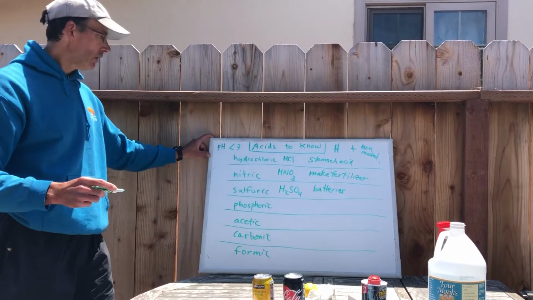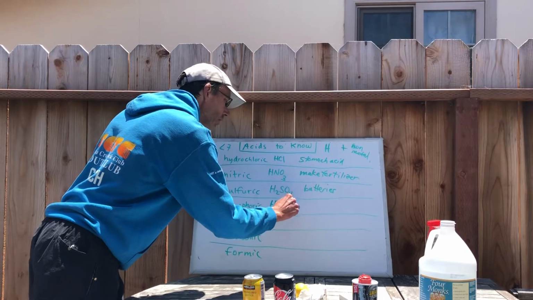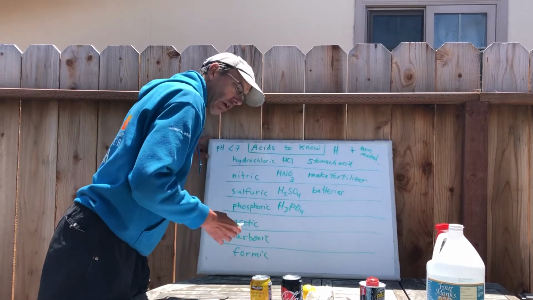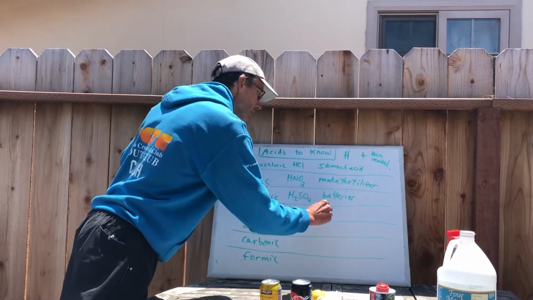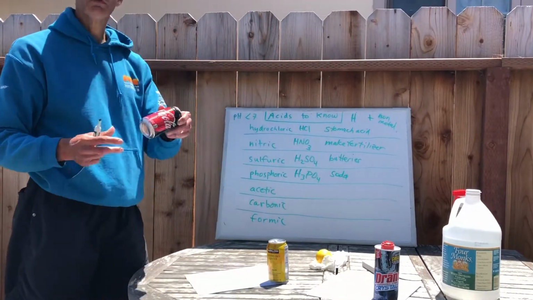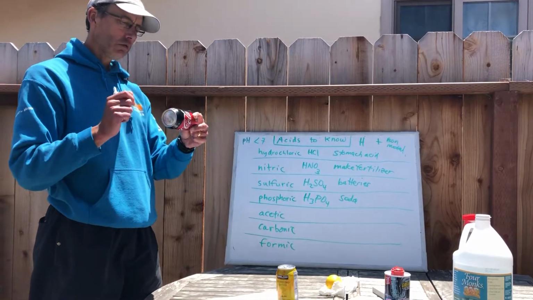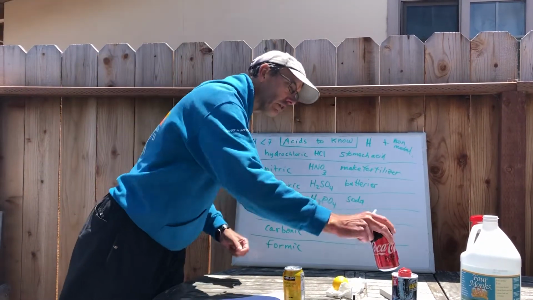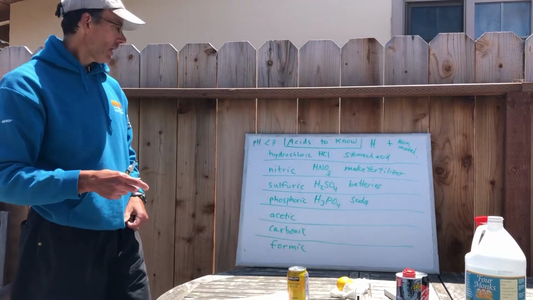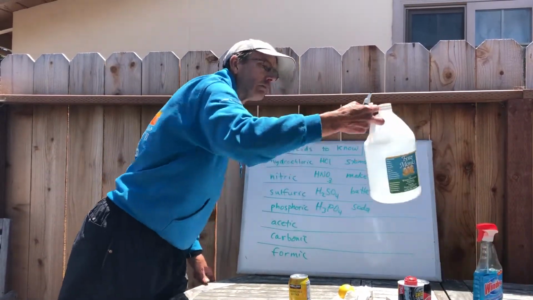Used in batteries. Phosphoric acid is H3PO4, and that is found in soda. Not all sodas, but Coke has it for sure. If you look on the ingredients, it says phosphoric acid right there. Okay, and then there is acetic acid. You guys know acetic acid, vinegar.